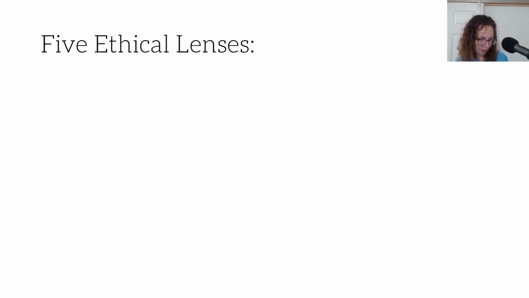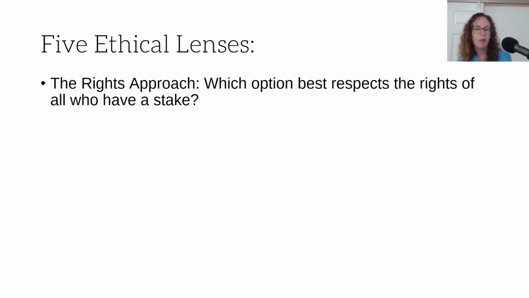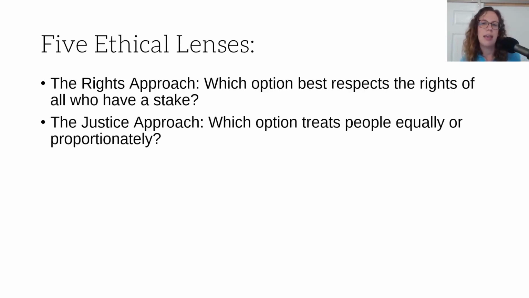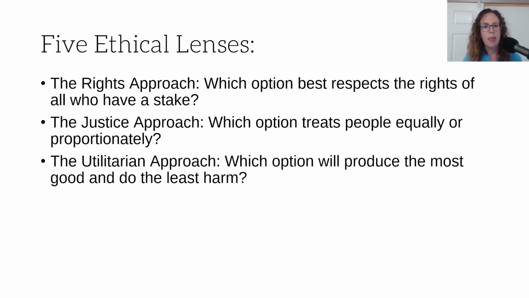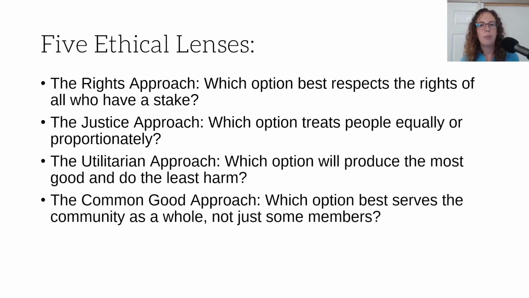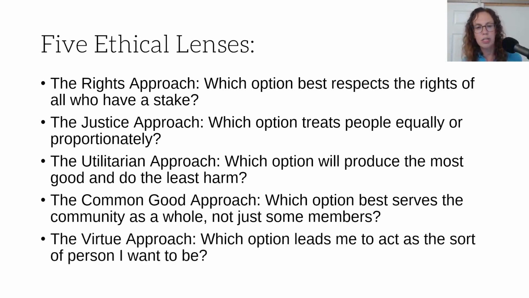And then they give a summary of 5 potential ethical lenses. The rights approach: which option best respects the rights of all who have a stake. The justice approach: which option treats people equally or proportionally. And so these two are both deontological. The utilitarian approach: which option will produce the most good and do the least harm. The common good approach: which option best serves the community as a whole, not just the members. And so here 3 and 4 are both consequentialist.